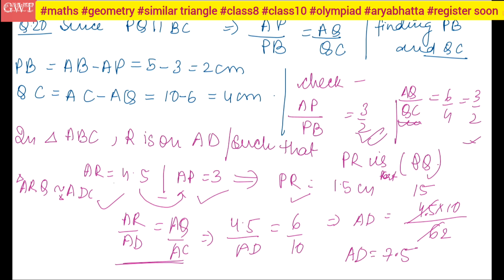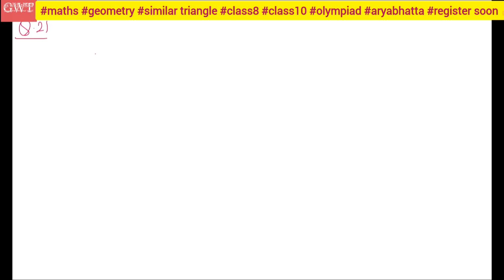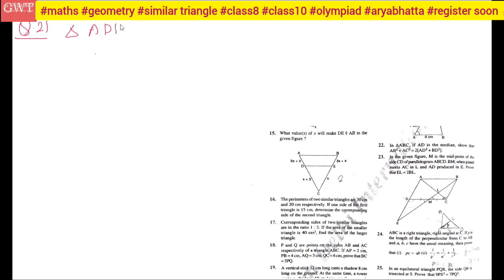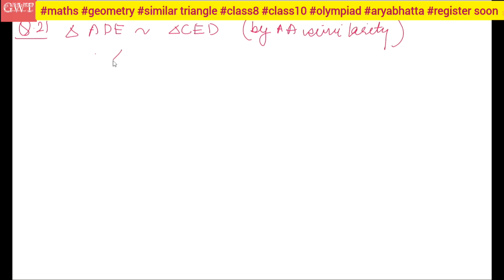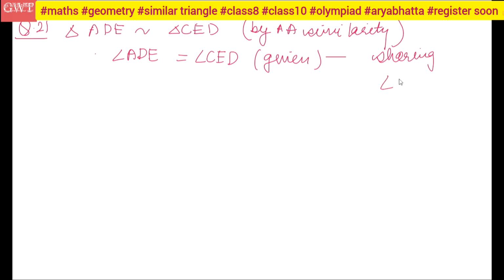So, okay. Why I am saying that triangle ADE is similar to triangle CED by AA similarity. Also, it is given that angle ADE is equal to angle CED, and it is given already. So what can I say? I can say that they are also sharing one angle. Which angle are they sharing? AED.